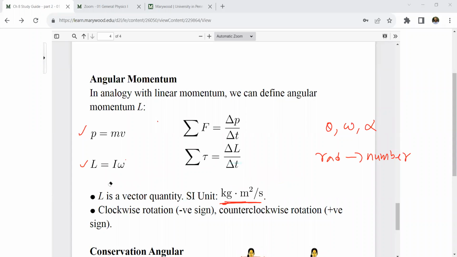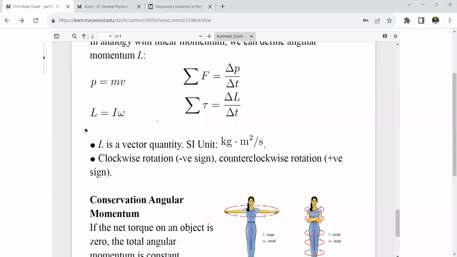Similar to all other vector angular quantities, clockwise rotation means negative sign, and counterclockwise or anti-clockwise means positive sign. So when an object rotates counterclockwise, the convention is the positive sign, and for clockwise rotation, we have to use negative sign.